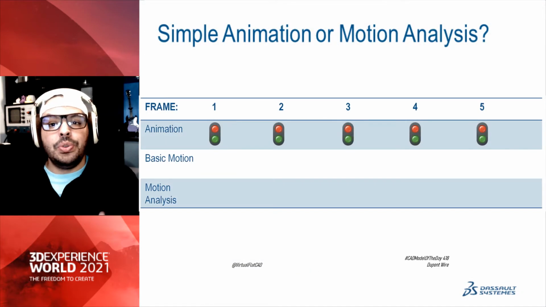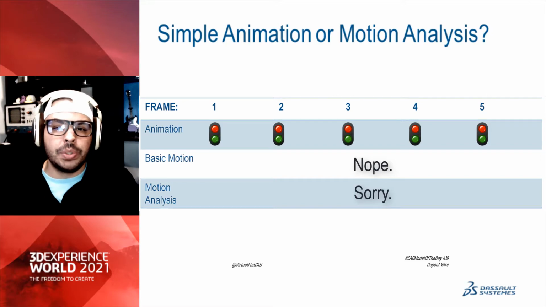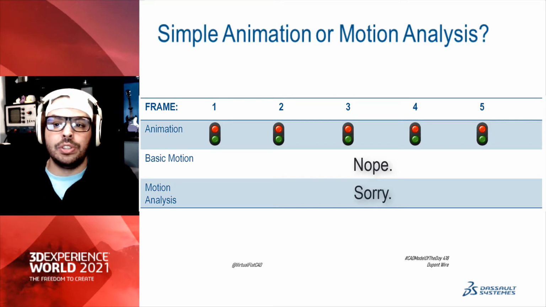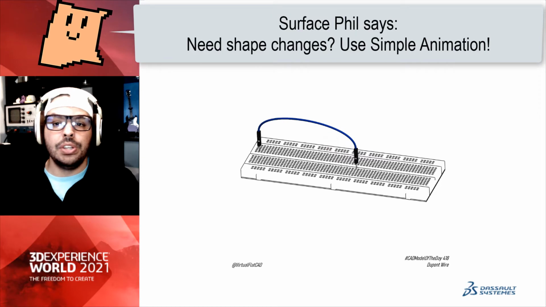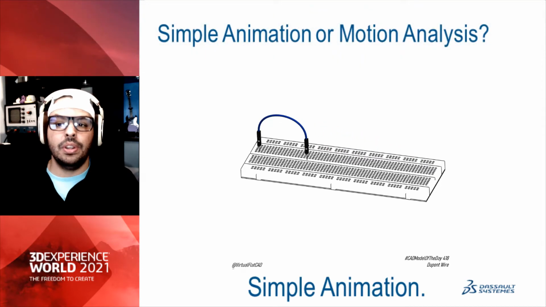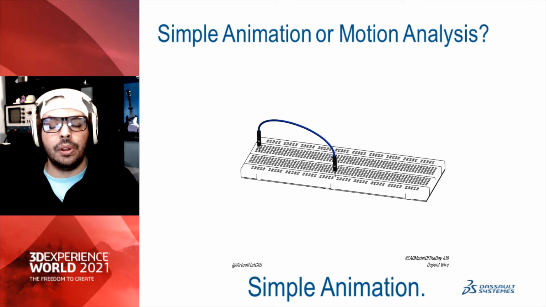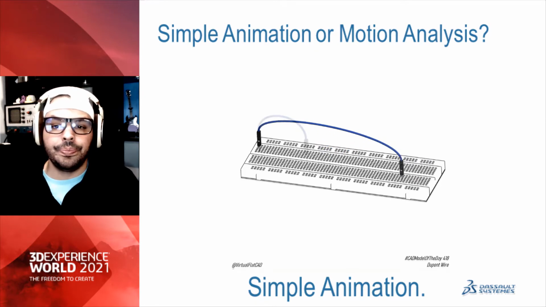Well, assemblies do not rebuild in basic motion or motion analysis, at least as far as I know. I suspect that since SOLIDWORKS is calculating forces, accelerations, and body contact, it may be too much to also change the shape of the parts while all of that is going on. Another takeaway is this. If you need a part to change shape in the middle of an animation, we must use simple animation. Motion analysis will not work. So knowing that, we use a simple animation for this one too.